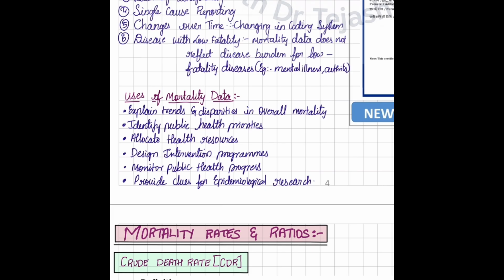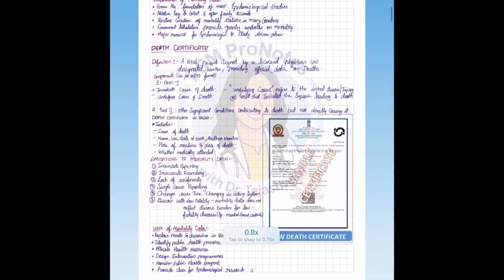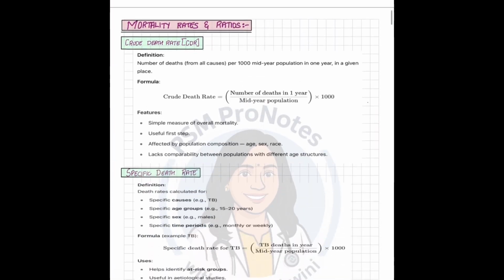How is mortality data actually used? Let's talk applications. Mortality data helps us track health trends over time, understand disparities, like why one region or gender has higher death rates, prioritize health resources, like deciding whether to invest more in cardiac care or maternal health, monitor intervention programs and evaluate impact, and even give us clues for future research. So yes, it's not just about death. It's about life, health, and better decisions.